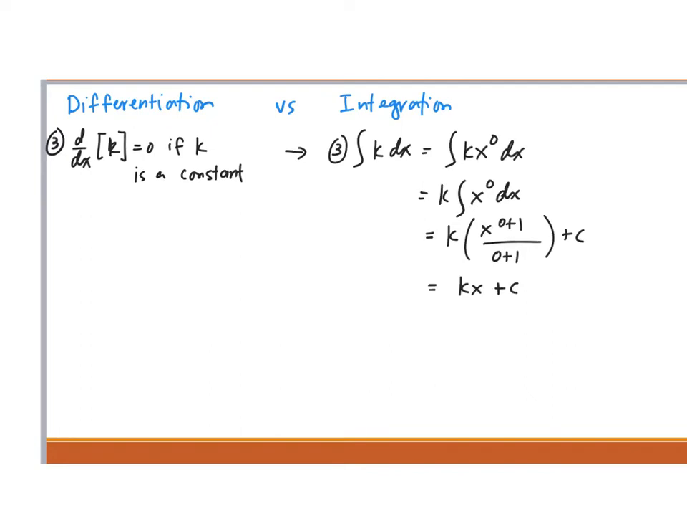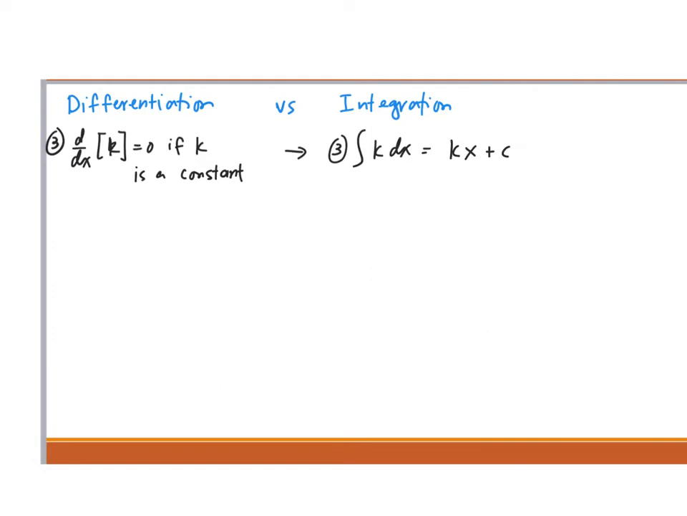So the integral of a constant is just the constant times x, if we are integrating it with respect to x. So the integral of 5 dx, for example, will just be 5x plus c. The integral of pi dx will just be pi x plus c.